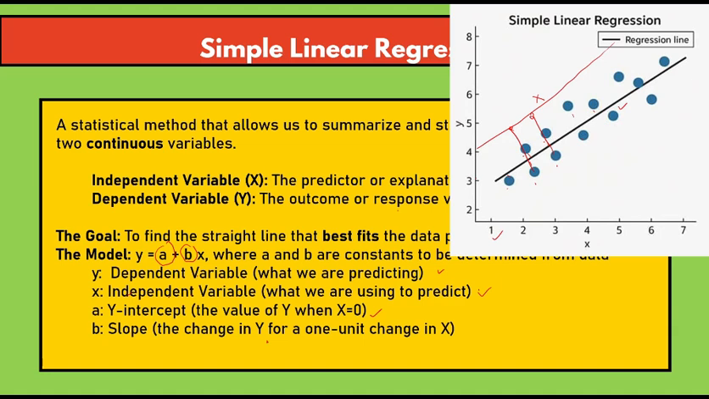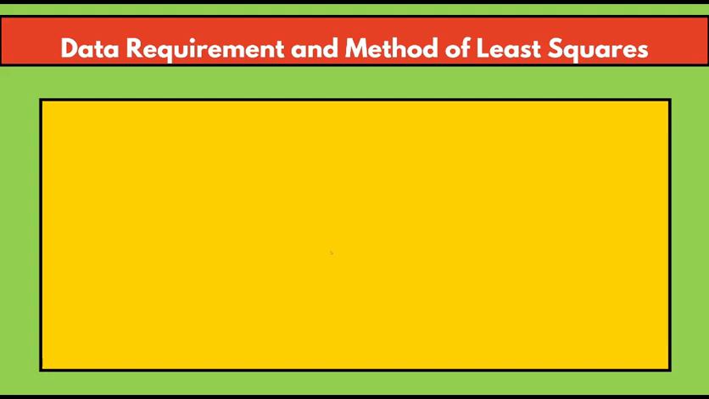So that is the process by which we establish the line, or in other words, find the values of A and B from data. This method is called the method of least squares. Let us try to understand this step by step. What are the data requirements and what is the method of least squares?